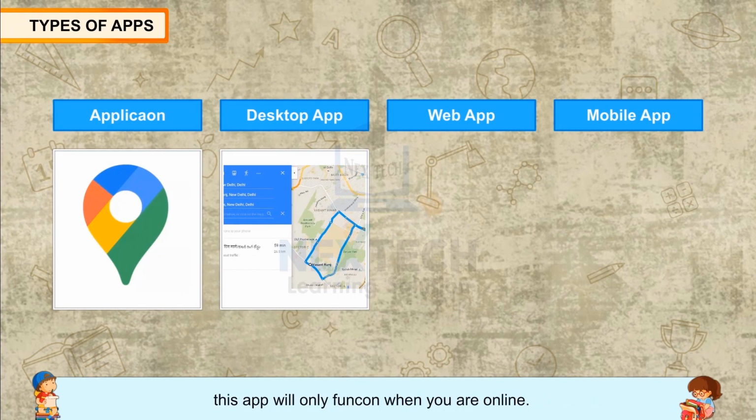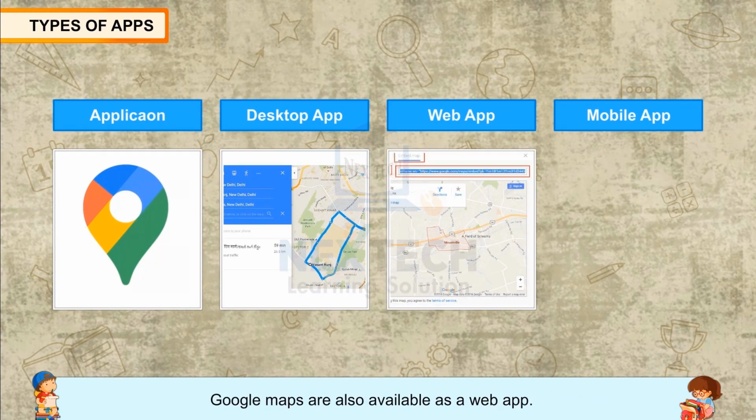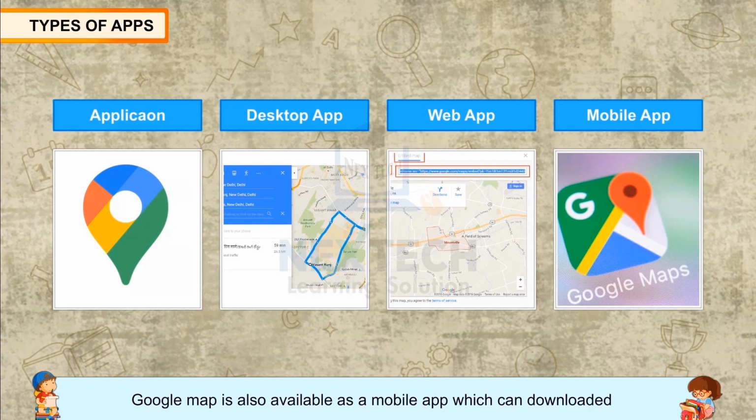Google Maps can be downloaded on the desktop computer. However, this app will function only when you are online. Google Maps are also available as a web app. Just visit the map website and the Maps app will open. Google Map is also available as a mobile app which can be downloaded and browsed both ways, online and offline.